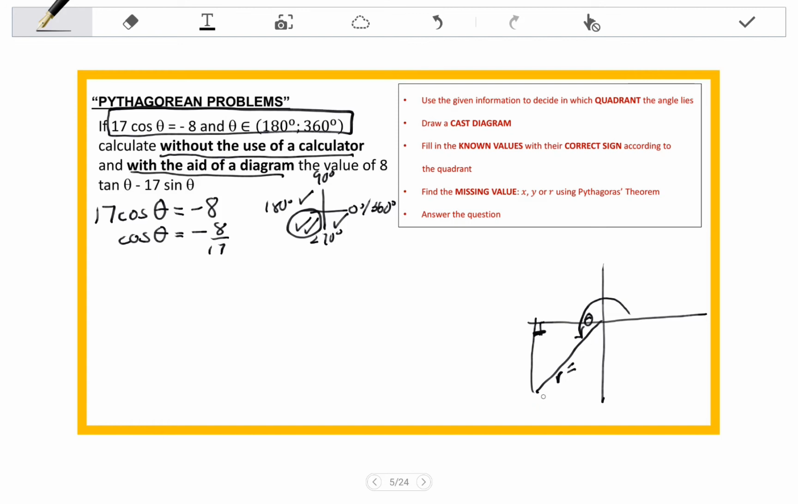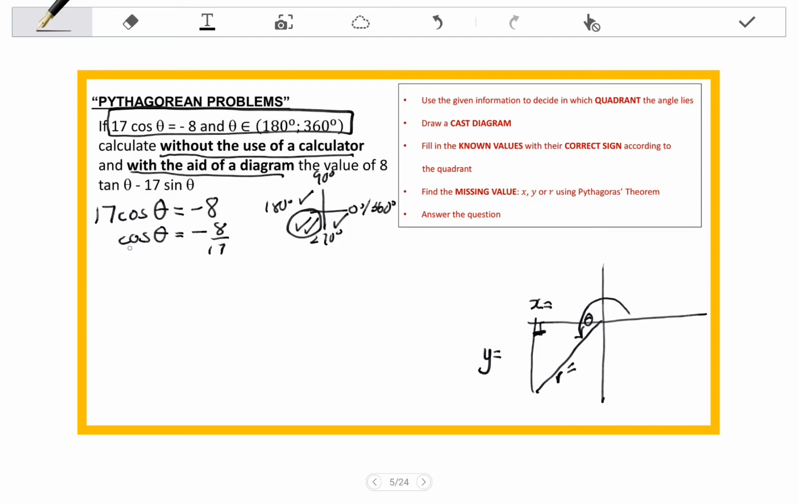My hypotenuse is always r. Then the vertical line is my y value, and I need to remember that in the third quadrant y is a negative value because I'm below the x-axis, and the horizontal side of the triangle is my x value, and again I'm to the left of the y-axis, so x is going to be negative.